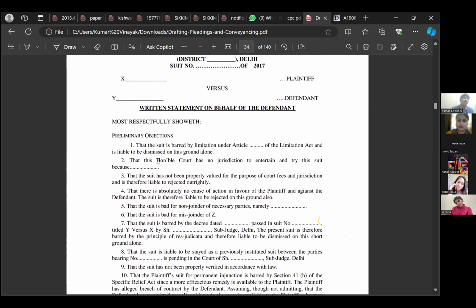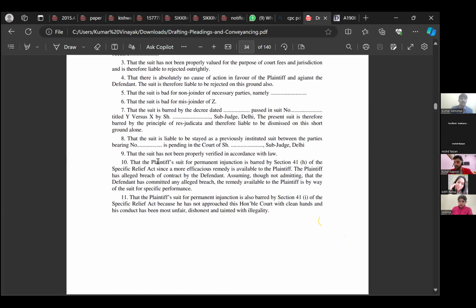So generally we start with preliminary objections. This is so because in a case where the facts have been stated by the plaintiff, as I said, the facts can be twisted. The same facts can be presented in a different way, or there can be concealment of some material facts on the part of one party. Therefore, you have to state your facts differently. So you will be mentioning your preliminary objections in the beginning itself.